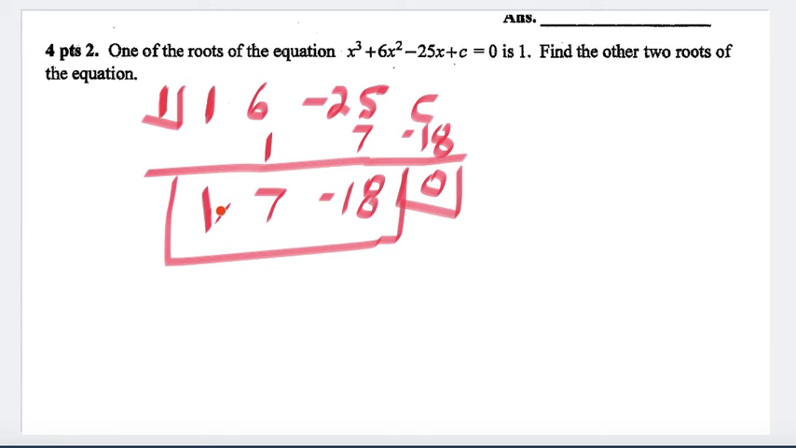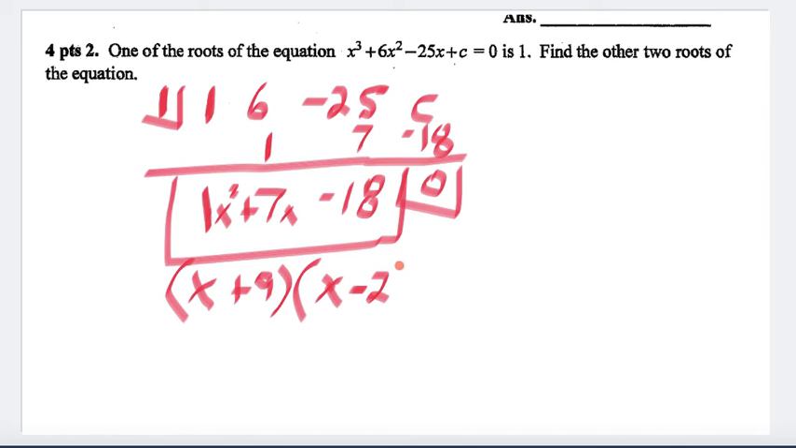This is the same as 1x squared plus 7x minus 18. I'm going to solve this by factoring because I can see that negative 18 is 9 times 2, and 9 minus 2 is 7, so 9 and 2. The 9 would have to be positive because the 7 is positive, and the 2 would be negative because 9 times negative 2 is negative 18. 9 plus negative 2 is positive 7. So that means the other roots are negative 9 and 2.